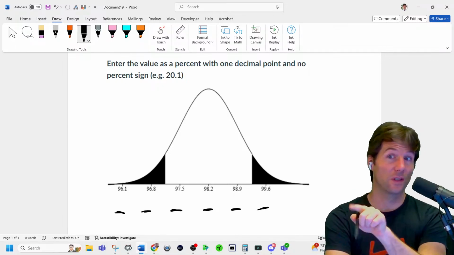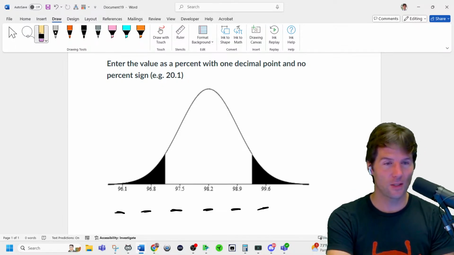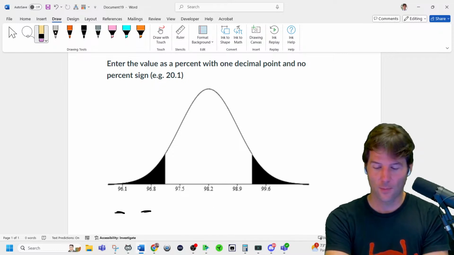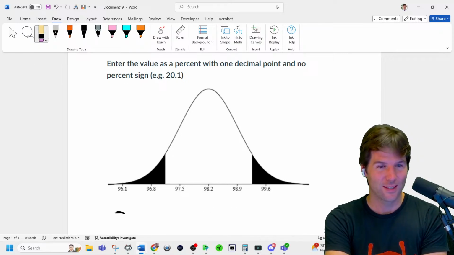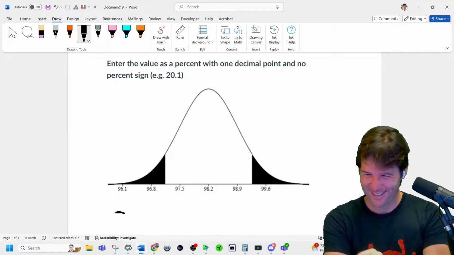Mean, standard deviation with the z-scores. So I always like adding my z-scores. Great job, Preston knows right there. We're going to add in some z-scores.